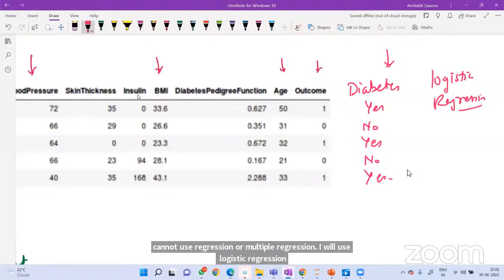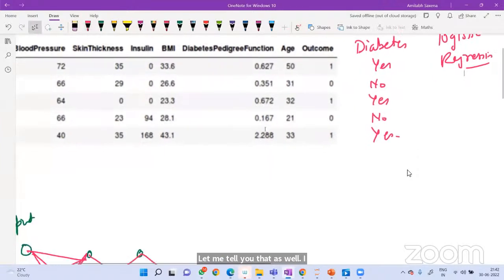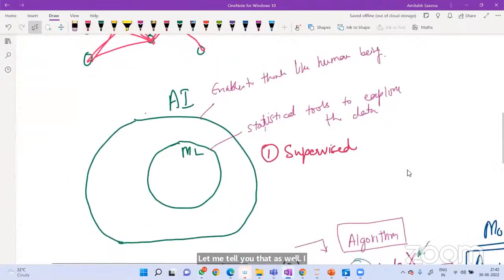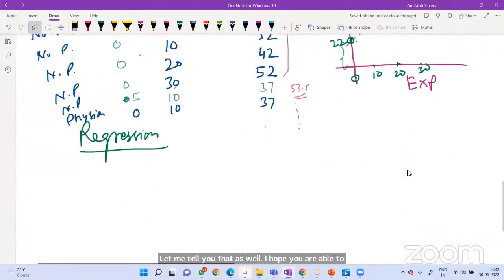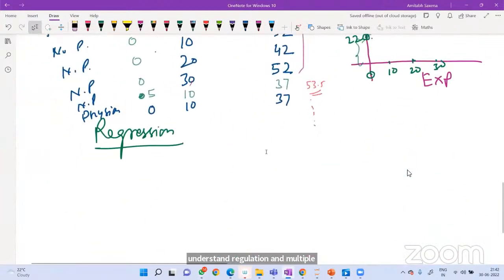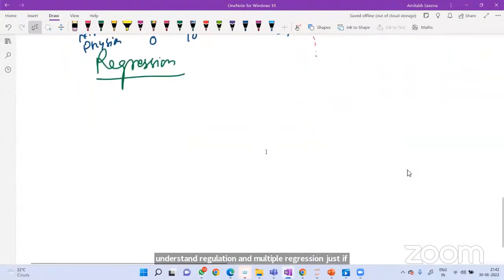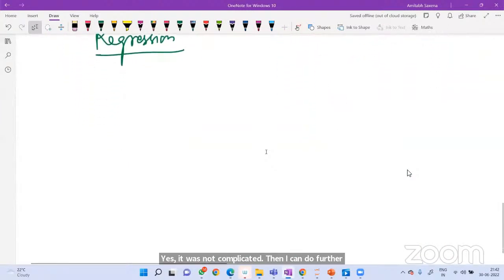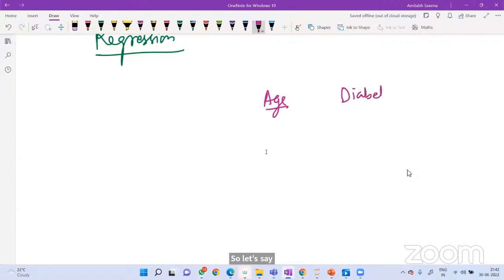Let me tell you that as well. I hope you are able to understand regression and multiple regression. If it was not complicated, then I can do logistic regression further also. And let me talk about logistic regression. Let me keep it simple. So let's say age and person having diabetes.